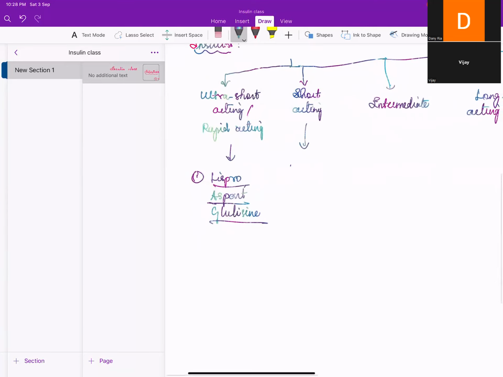Short acting we have the so-called R, the regular insulin.